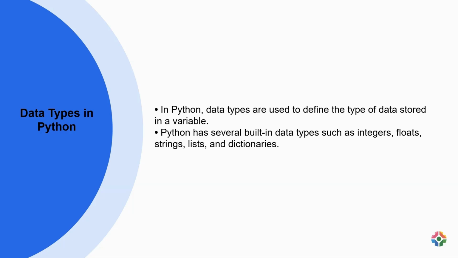For instance, when storing a person's age, an integer data type would be used. Similarly, for storing a person's name, a string data type would be appropriate. Understanding and correctly utilizing data types in Python is crucial for effective programming and data manipulation.